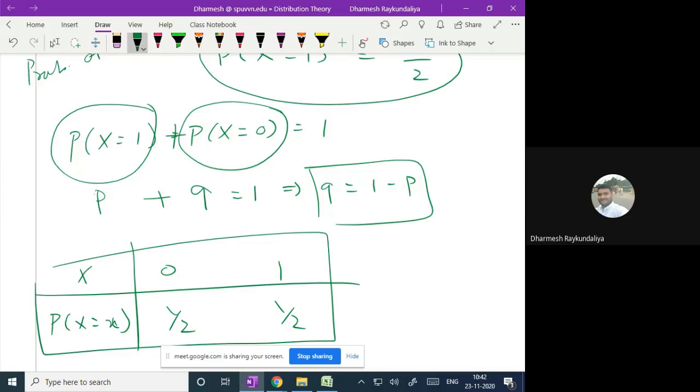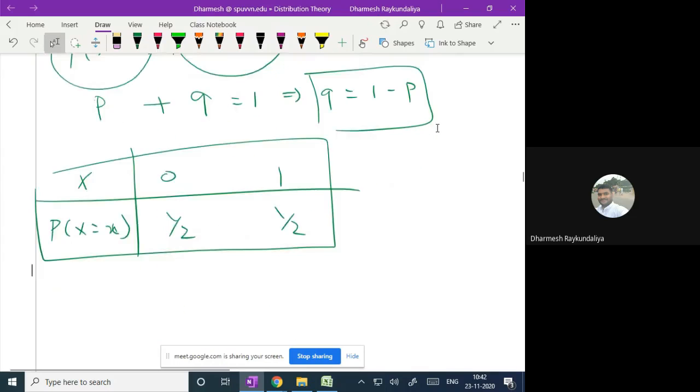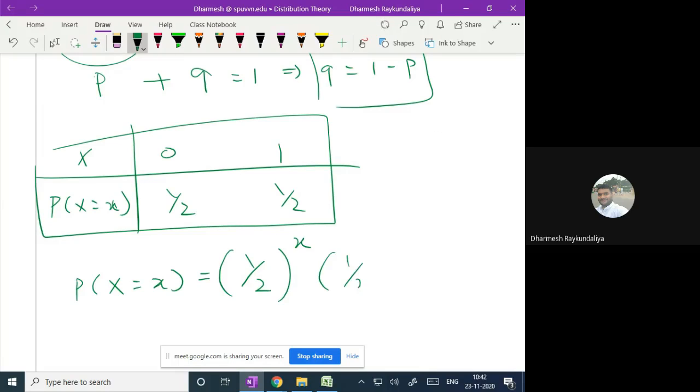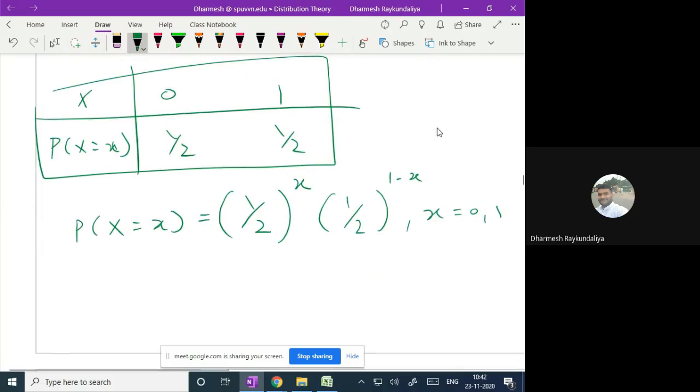So something like that you have studied in your BSc level, the starting of the probability theory. And if I'm writing this in this form, probability of X equal to x is equal to half raised to x and half raised to 1 minus x. X takes value 0 and 1. So if I substitute x equal to 0, what will you get?